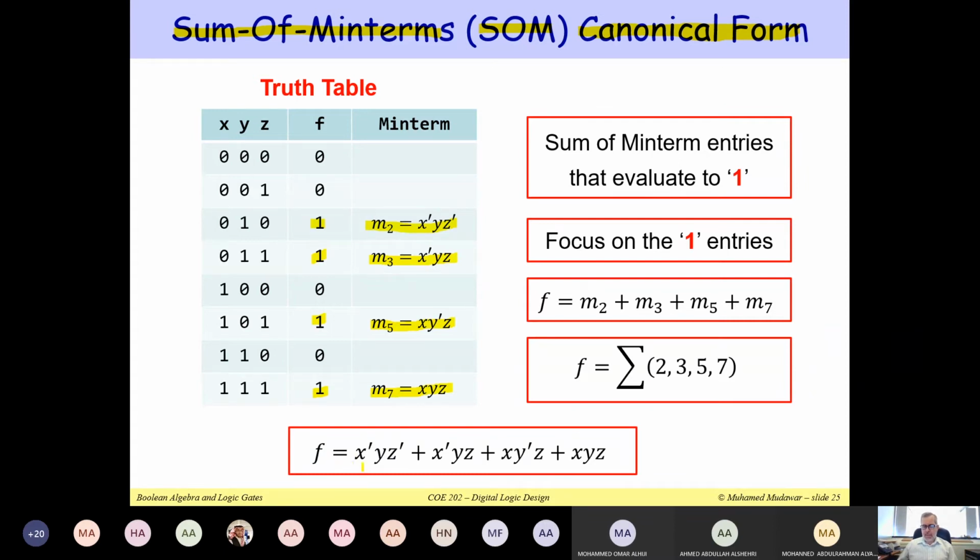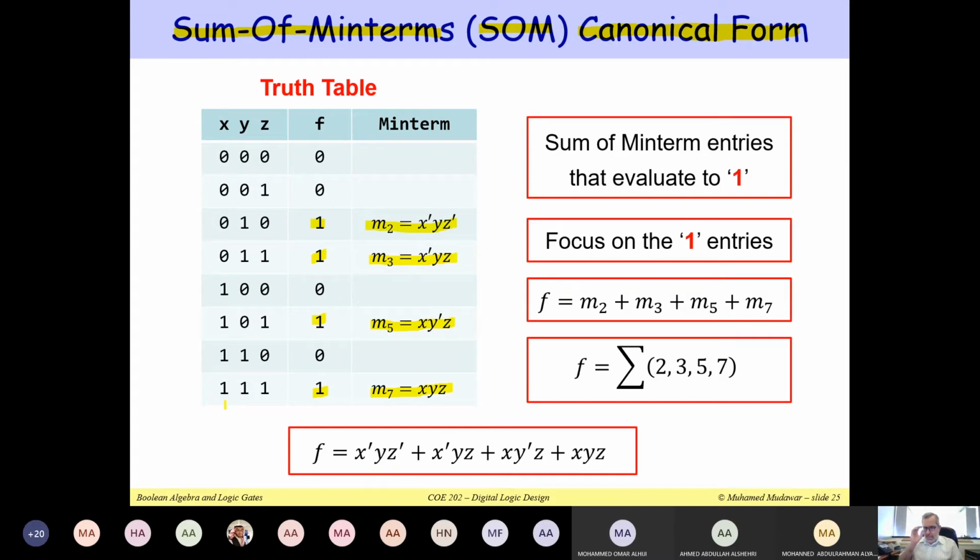I can write it as minterm sub 2 is x prime y z prime, or minterm sub 3 is x prime y z, or minterm sub 5 is x y prime z, or minterm sub 7 is x y z. So we can write it as a sum of minterms. Algebraically, I can write it as shown below. Okay, so from the truth table, we obtained directly an expression for the function f.